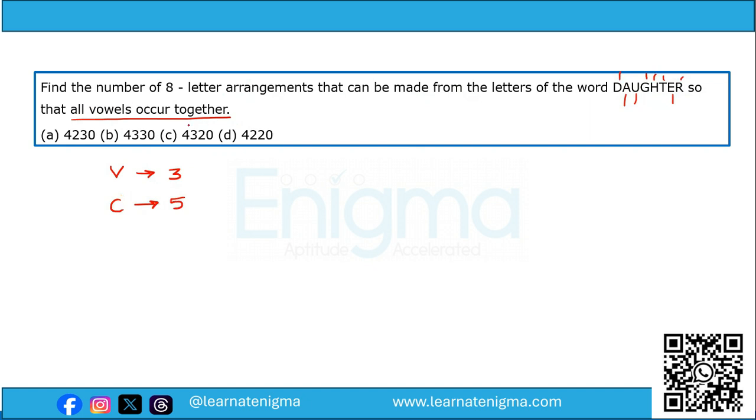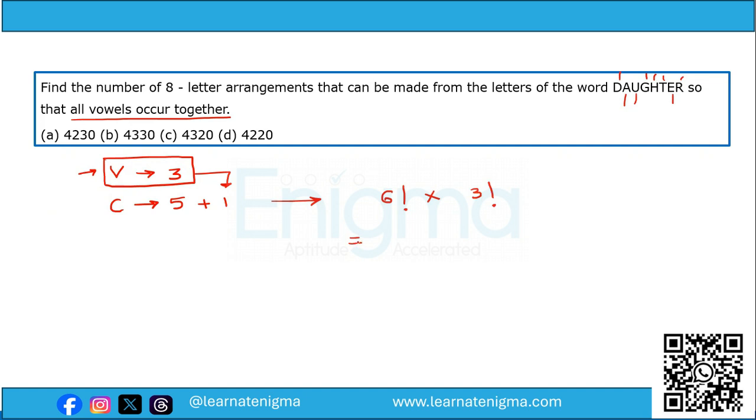Now, we want all the vowels to occur together. So, therefore, we assume the vowels as one group and add it to the number of consonants. So, we have consonants 5 plus one group of vowels, and therefore, the total number of arrangements become 6 factorial. Now, the vowels can arrange among themselves in this group in 3 factorial ways because there are 3 vowels.